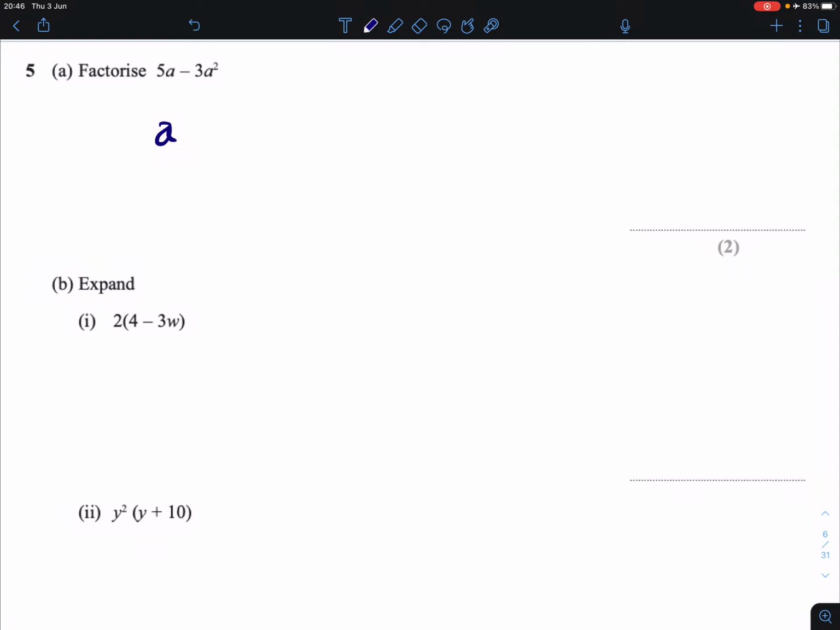Then we would look at our numbers. 5, 3. Both happen to be prime, nothing in common. So there are no numbers that are going to come out of this. So a is the only thing that's common. A is the only thing that we're going to divide them both by.